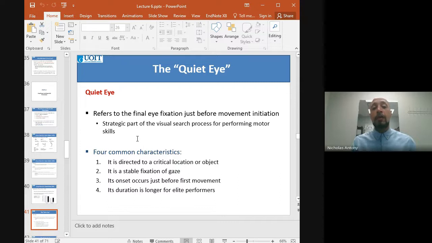It is the final eye fixation just before the initiation of movement. It's directed to a critical location or object based on the motor skill that you're analyzing. It's a stable fixation of gaze, and it occurs just before the onset of movement. And then as you become better and better at a motor skill, that duration of quiet eye gets longer.